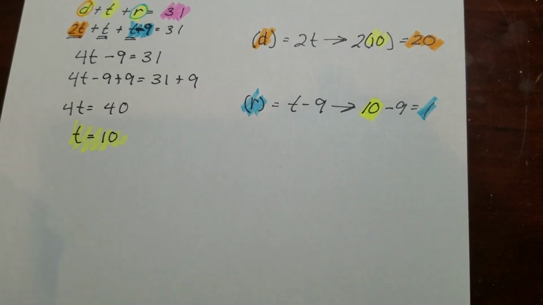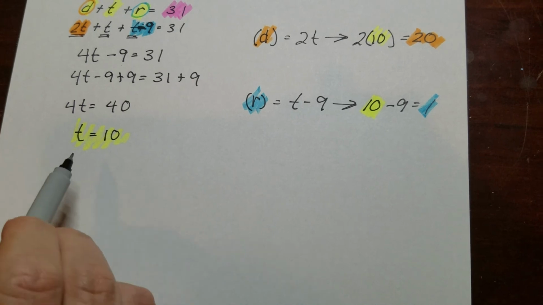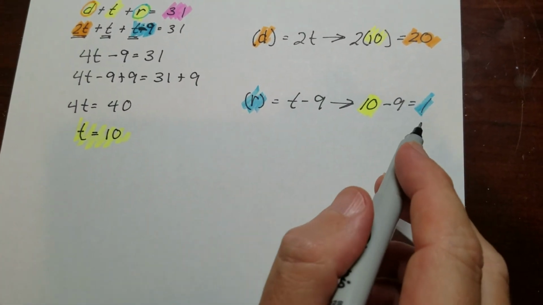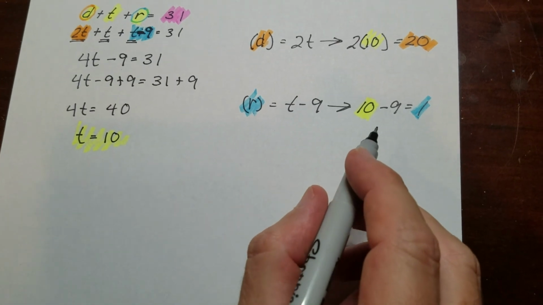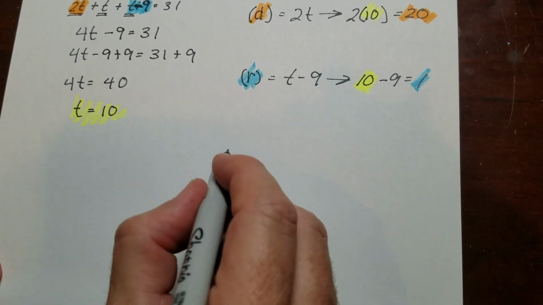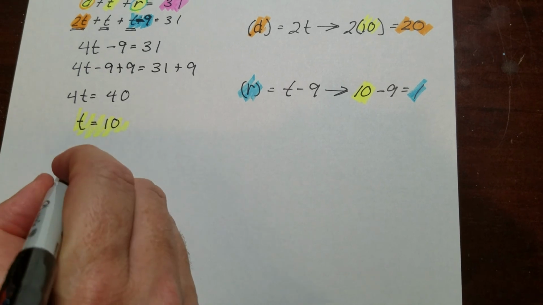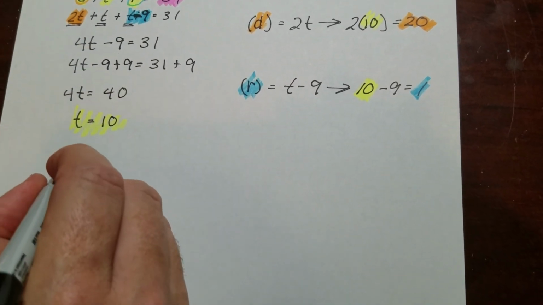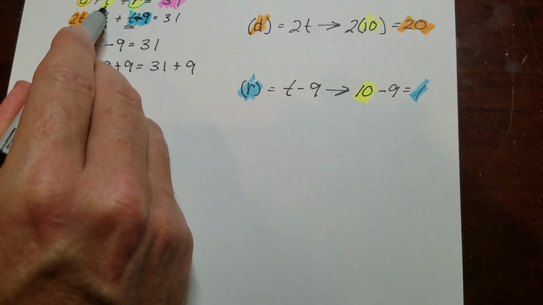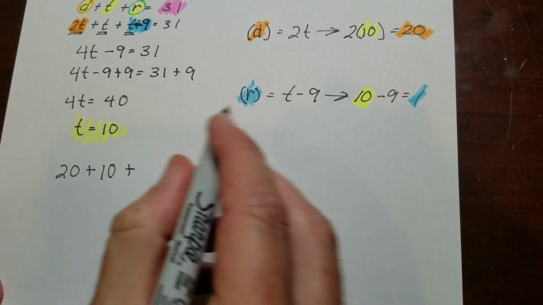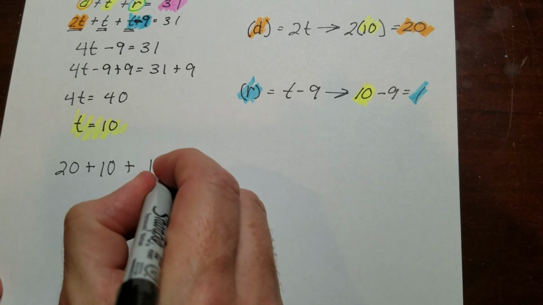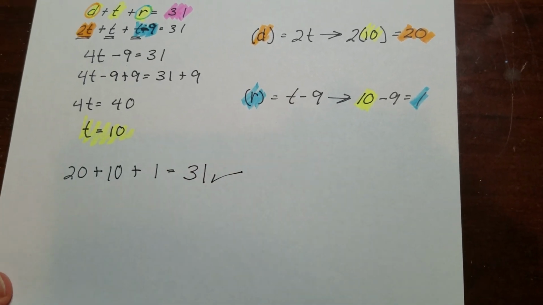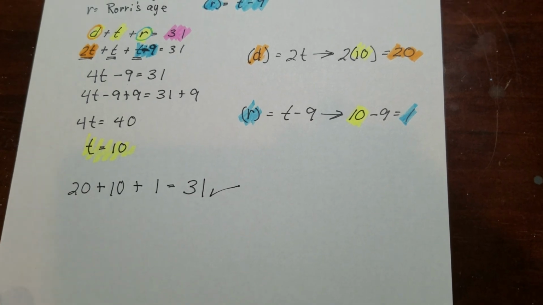So what I want to do always is my answer is looking like Tori's 10, Dory's 20, and Rory's 1, but I always want to check this. I always want to make sure it works. So it says that all of them add to 31. So if I put Tori in, well, Dory's first, so Dory's 20 years old. Tori is 10, and Rory over here is 1. That all adds up to 31. So this checks out. And that's how you solve an algebraic word problem with 3 variables.